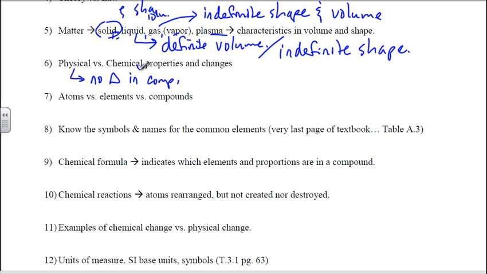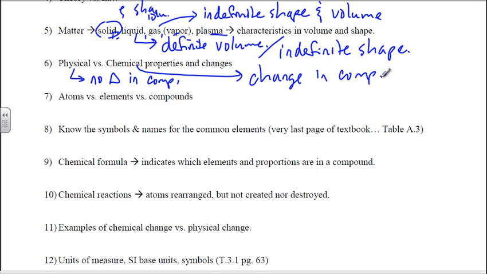A chemical change, on the other hand, has a change, or triangle, in composition. So a chemical change on a piece of paper: if I burn it, it's no longer paper. It's mostly just pure carbon. Okay? And with a chemical change, you can't get back what you started with. With a physical change, you can get back what you started with.